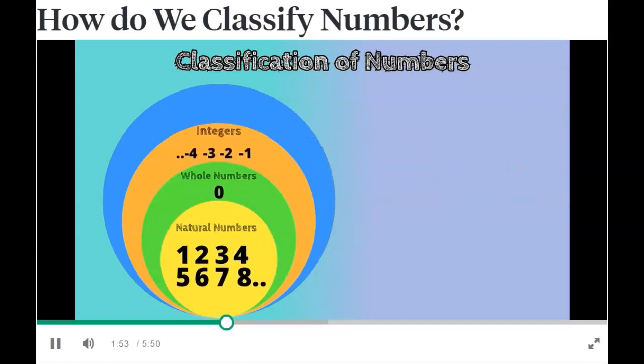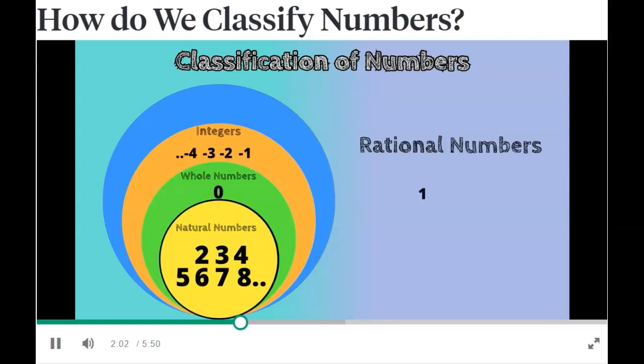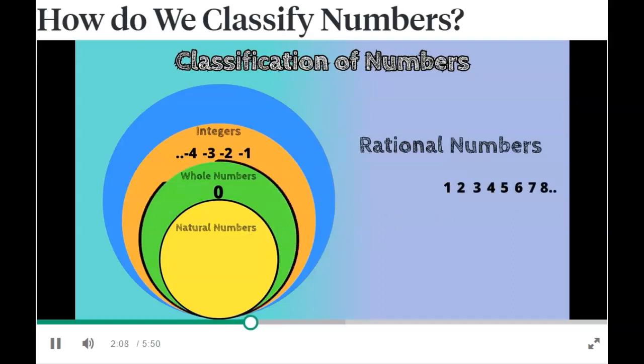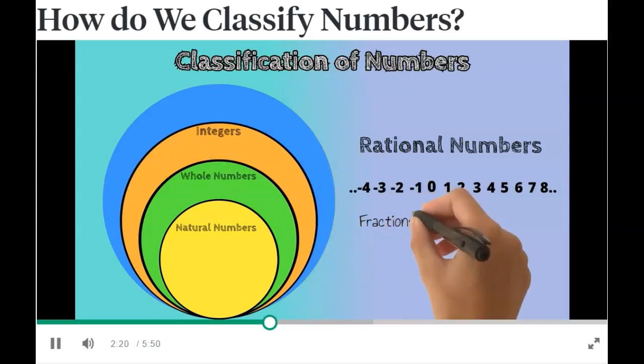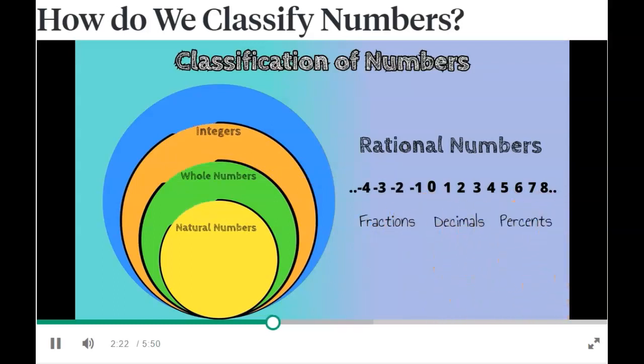The last group we will be learning about are rational numbers. Rational numbers include all natural numbers such as 1, 2, 3, 4, 5, and so on. They also include whole numbers. So let's go ahead and add a 0 to the left of 1. They include all integers. So let's add -1, -2, -3, -4, and so on. But now we will add fractions, decimals, and percents.